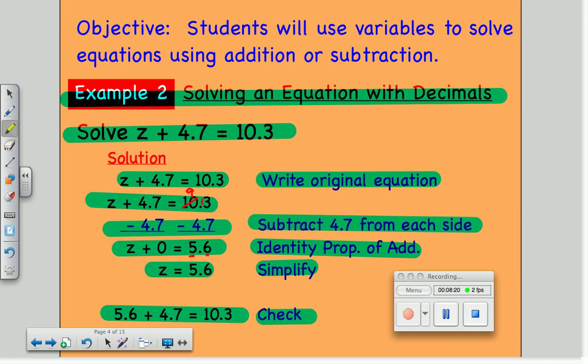How is that the identity property of addition? Well, the identity property of addition says that anytime you add 0 to a number, the number doesn't change. It still has its same identity. So the identity of z is z. The identity of z plus 0 is still z. The identity of the number didn't change because you just added 0. Zeros don't change a number when you're adding. Okay, next slide.